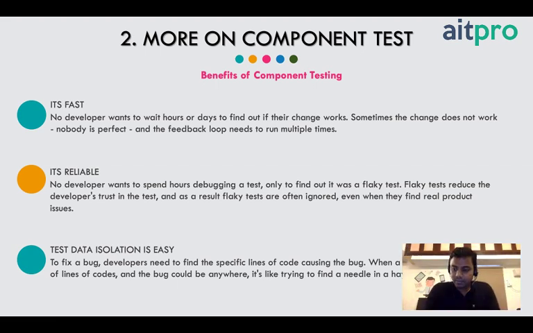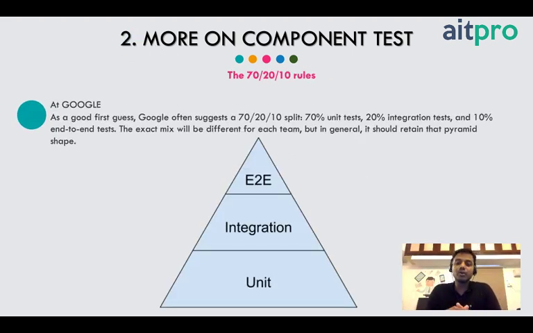Now you said end-to-end testing should be less and component testing should be more. So what are the percentages? Let's ask Google about it. This is the rule the Google team follows, the 70-20-10 rule, where 70% is on unit testing, 20% on integration testing, and 10% on E2E testing. Now, unit testing, I don't mean only the dev has to do their part.